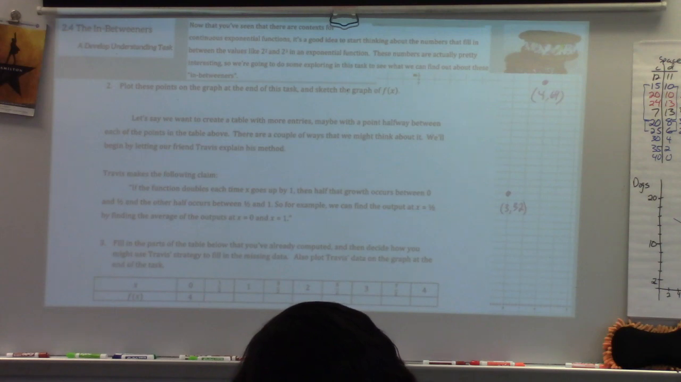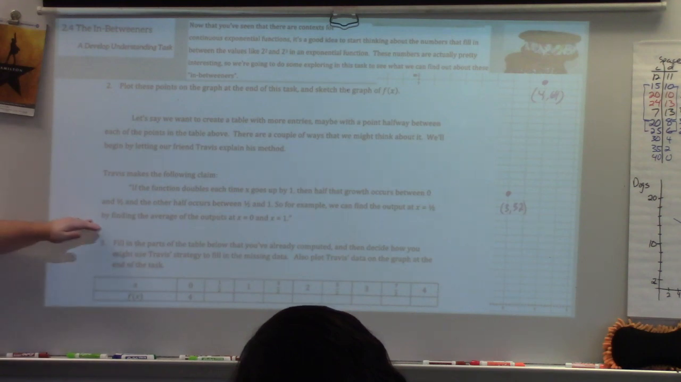So, this is the next part of it, going back to the front of the task. Let's say we want to create a table with more entries, maybe with a point halfway between each of the points in the table above. There are a couple of ways that we might think about it. We'll begin by letting our friend Travis explain his method. Travis makes the following claim. If the function doubles each time x goes up by 1, then half that growth occurs between 0 and 1/2, and the other half occurs between 1/2 and 1. So for example, we can find the output at x equals 1/2 by finding the average of the outputs at x equals 0 and 1.